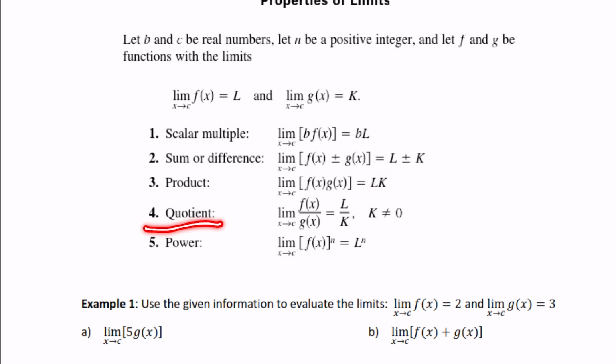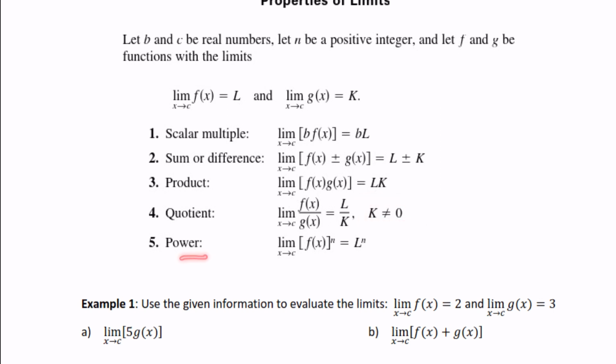The fourth property of a limit, if I have a rational function, I can find the limit of the numerator and find the limit of the denominator and divide the two answers. And that will give me the answer to the limit of the rational function, provided the limit of the denominator is not 0.